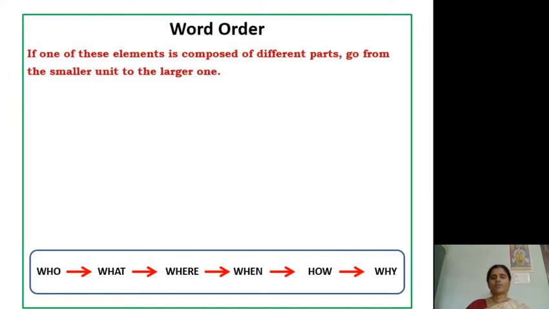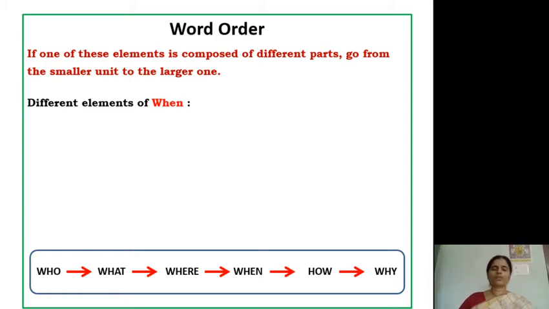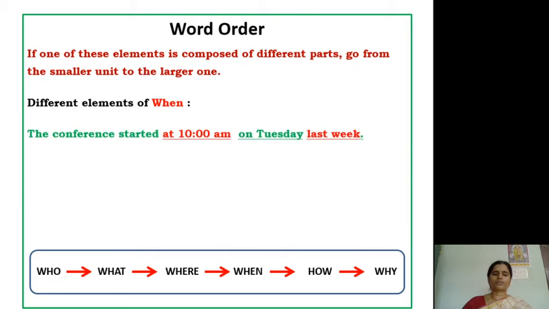Now, if one of these elements is composed of different parts, go from the smaller unit to the larger one. That means if we get more than one element of a particular type, then what is the order that we have to follow? Look at this example. The conference started at 10 a.m. on Tuesday last week. 10 a.m. refers to when. On Tuesday refers to when. Last week refers to when. So we have three elements of when here. So what is the order that we have to follow?